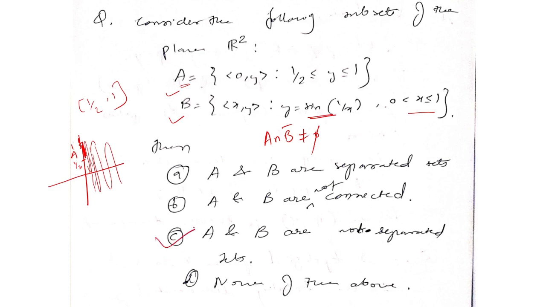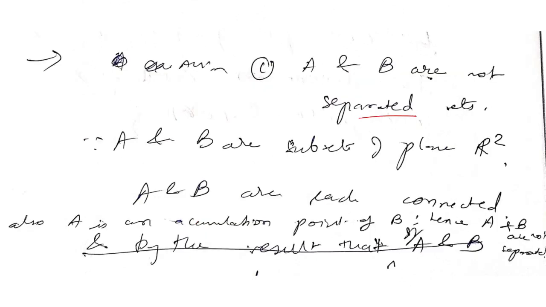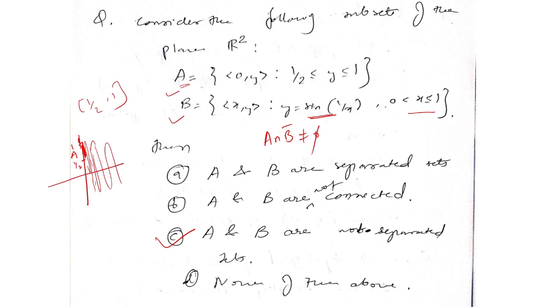Hence the correct option will be C. That is, A and B are not separated sets. Yes, A and B are connected. This will not be satisfied because A and B are connected. You will see in the coming lectures how this is connected.